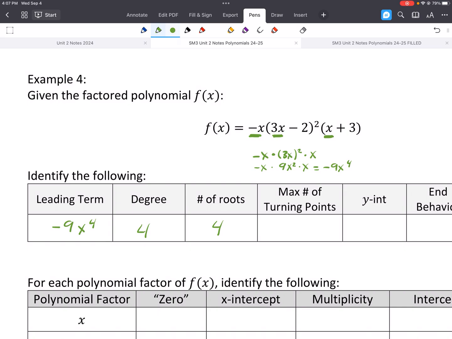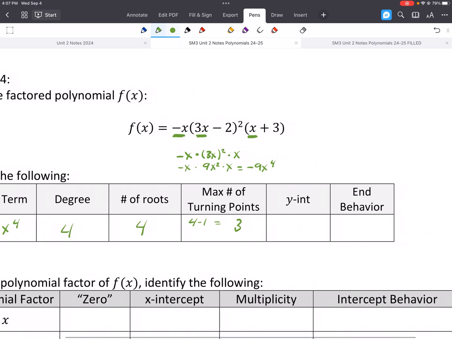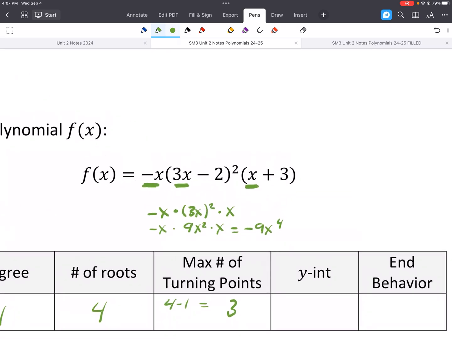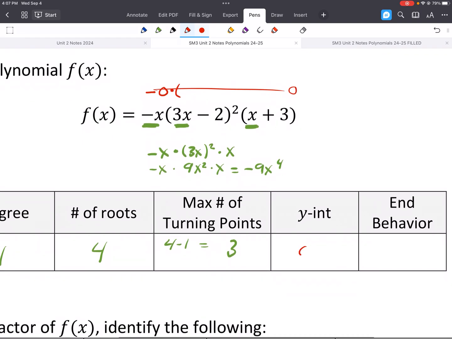Max number of turning points. Again, that's just 4 minus 1. So the degree minus 1 is 3. Okay, the y-intercept. So now we need to look at this. Maybe I'll do a different color for that. Again, this is going to be negative 0 times, but if you have 0 times anything, it means the whole thing is 0. So this would be 0, 0.